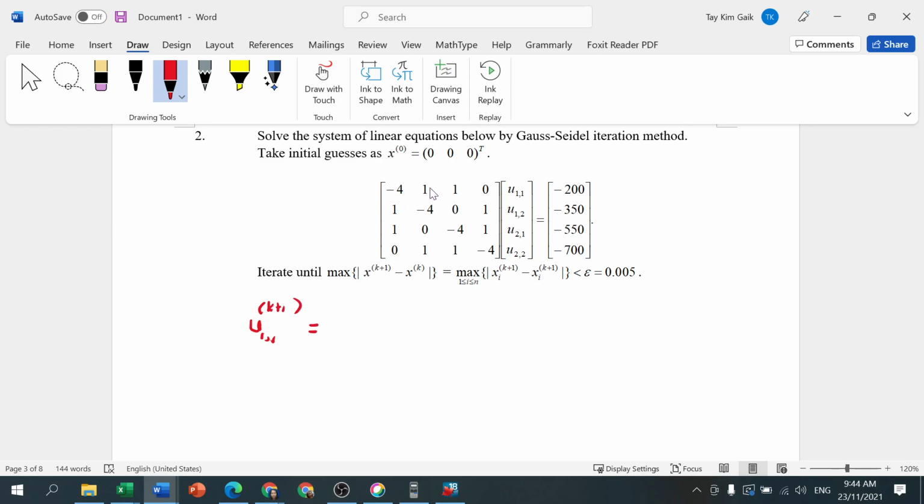From equation 1, this is u11. Second column is u12. This is u21. This is u22. So this one you read: negative 4 u11 plus 1 times u12 plus 1 times u21 equal to negative 200. So negative 4 u11, to eliminate negative 4, you bring the u11 to the other side.